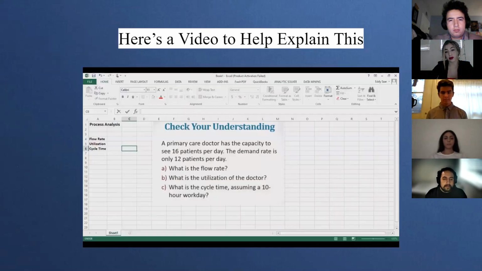Hello everyone, today we'll be going over process analysis. The primary care doctor has asked about the demand rate of flow per day. They're going to ask, what is the flow rate? What is the utilization of the doctor? What is the cycle time of a 10-hour workday?